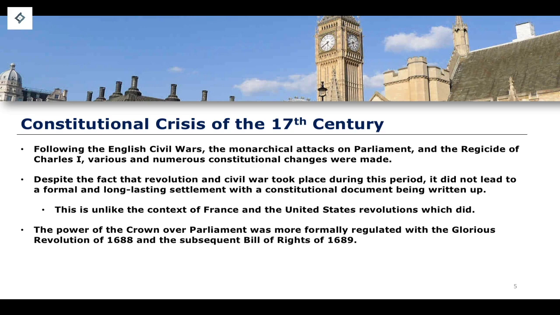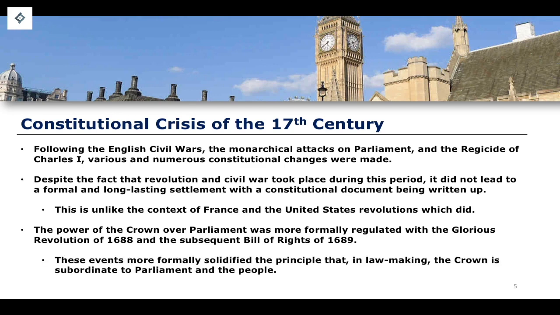When we talk about the principle of parliamentary sovereignty in future lessons, we will talk about the impact of the Glorious Revolution and the Bill of Rights as the influence for the principle that Parliament is the supreme lawmaking authority within England and Wales, within the UK even more formally.